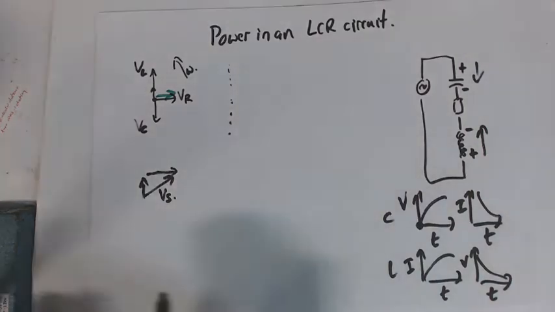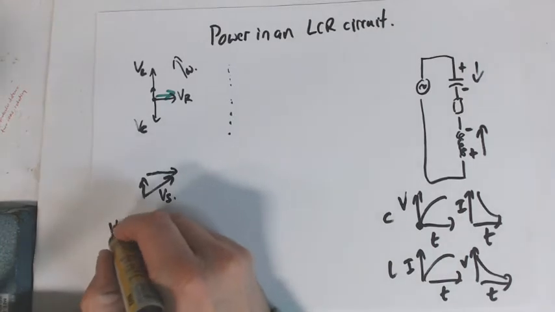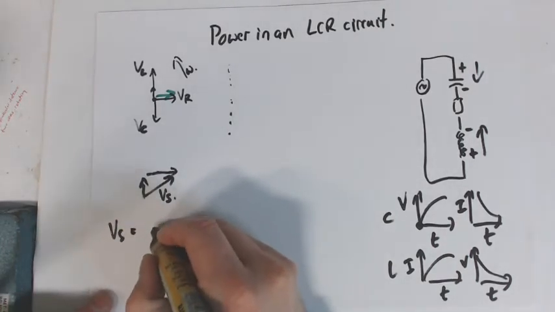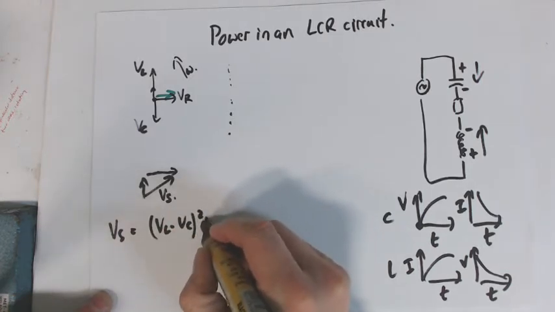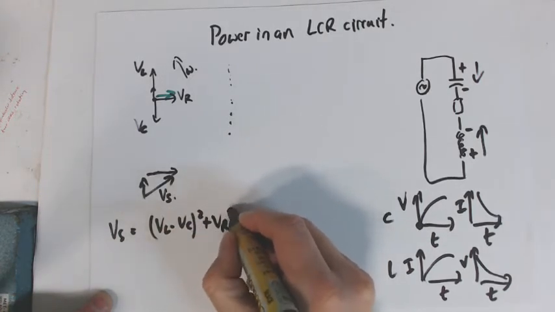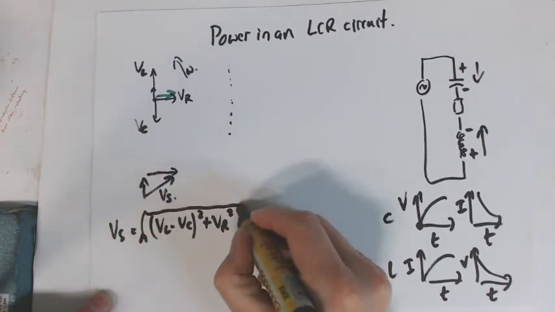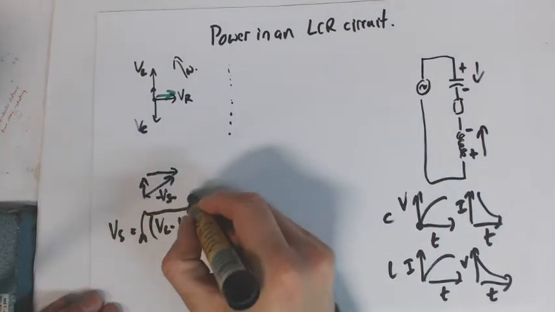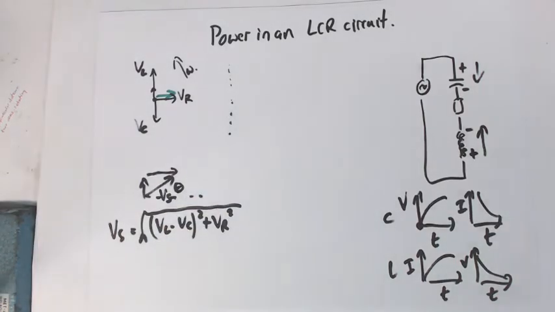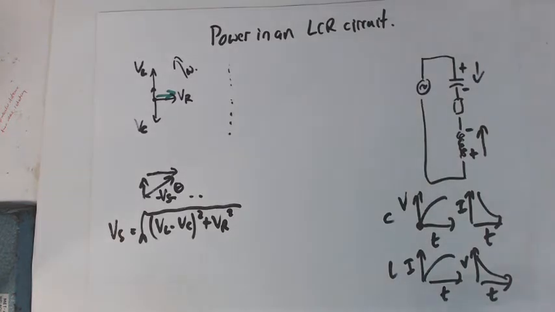So when we're working out the VS, we can say VS is equal to the square root of VL minus VC squared plus VR squared. That's just Pythagoras. There is a phase angle, and the phase angle is between VS and VR.